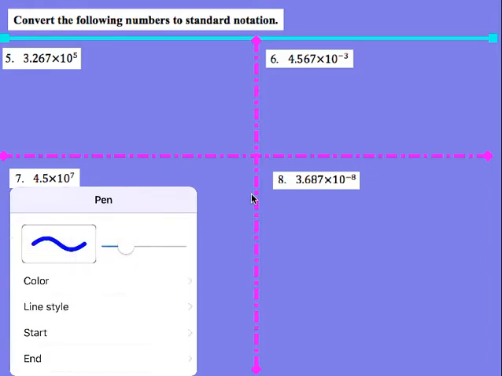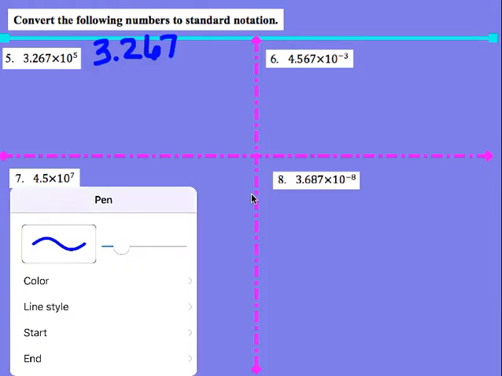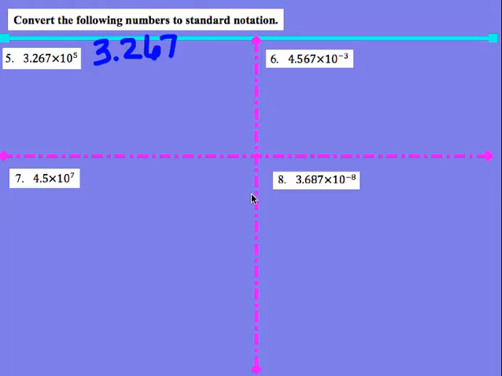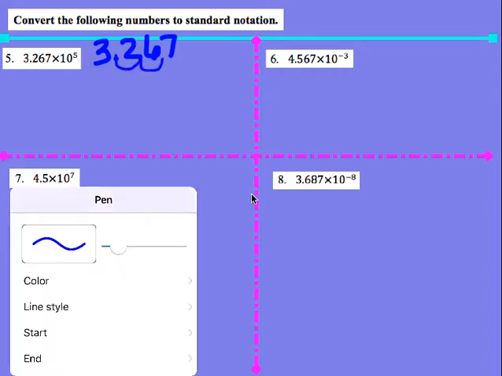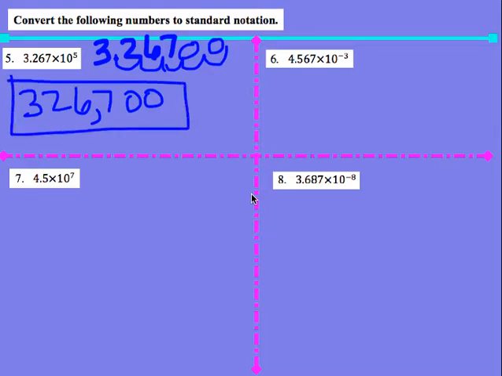So what we're going to do here now is we are going to take 3.267 and we want to move the decimal point 5 places. Now remember that that 5, since it's positive, means we're going to get bigger. So we're going to move it to the right. So we're going to go 1, 2, 3, 4, 5. So any empty loop that I have, I'm going to put a 0 in it. So then I have 3, 2, 6, 7, 0, 0. Now we need to put our commas in it, which you do every 3 numbers. So then I'm going to have 326,700 as my answer for number 5.